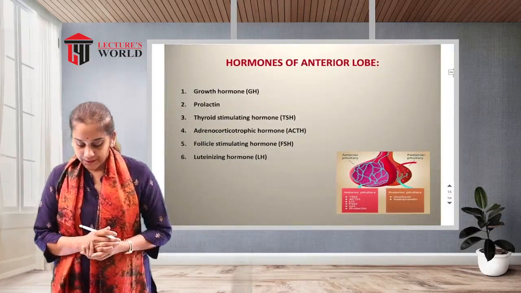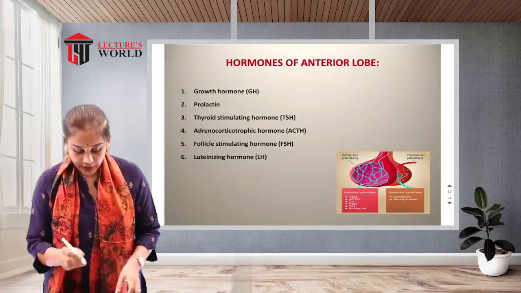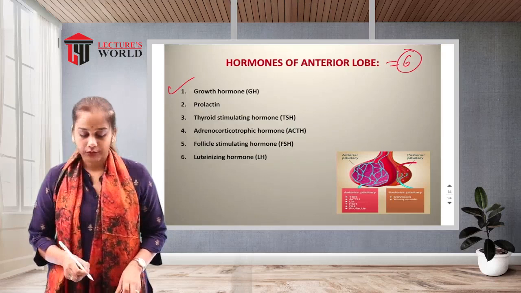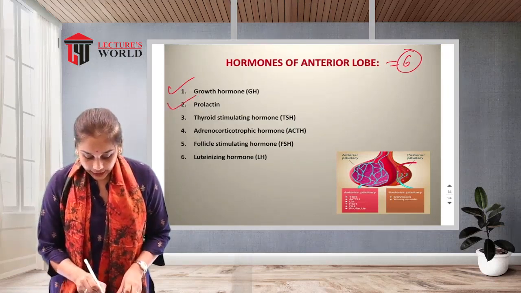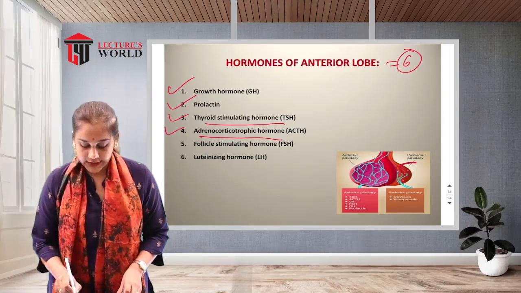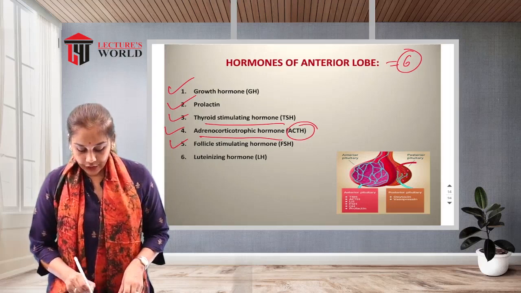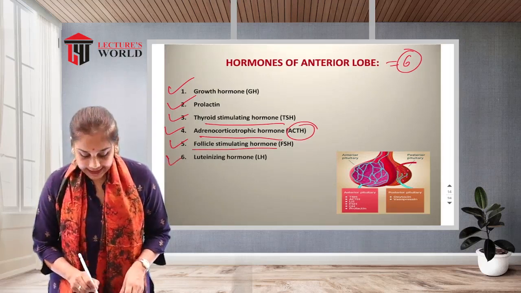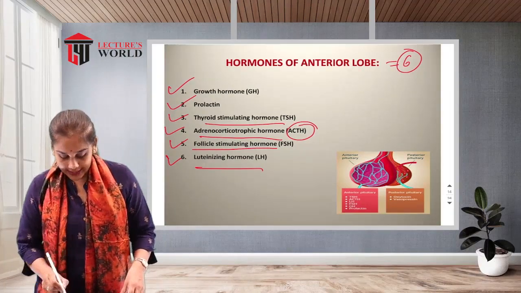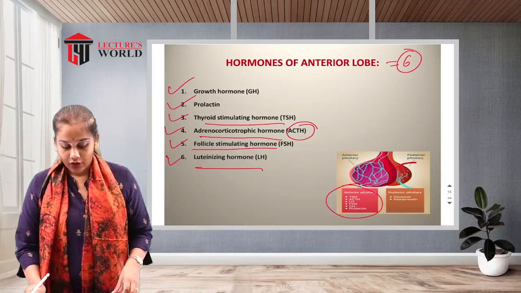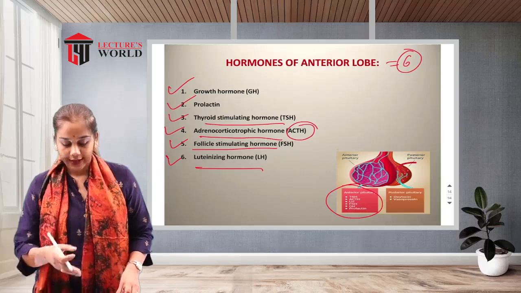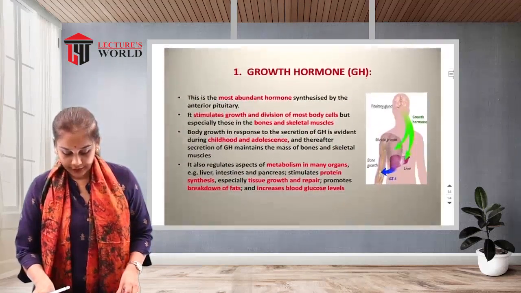So as we have seen, hormones of the anterior lobe: in total, 6 hormones are there. The first one is growth hormone, the second is prolactin, the third is thyroid stimulating hormone, the fourth is adrenocorticotropic hormone, known as ACTH. Then the fifth is follicle stimulating hormone, FSH, and the sixth is luteinizing hormone, represented as LH. So these are the hormones related to the anterior lobe of the pituitary gland. We will see them in detail one by one.